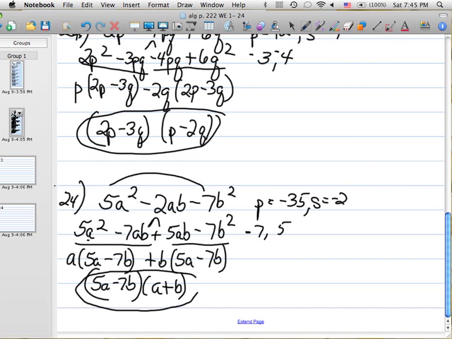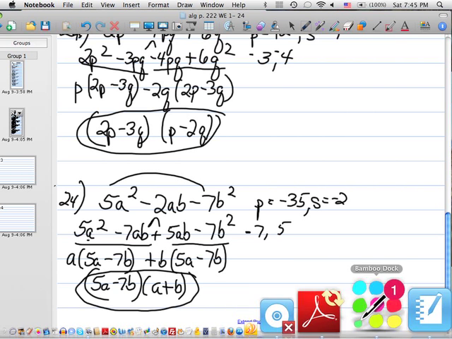Check your answers in the back of the book as you do the odds.